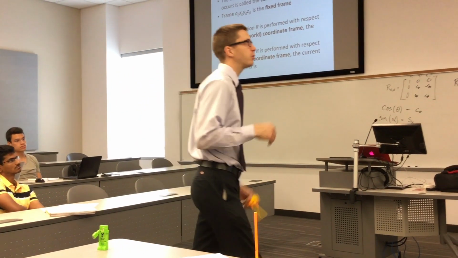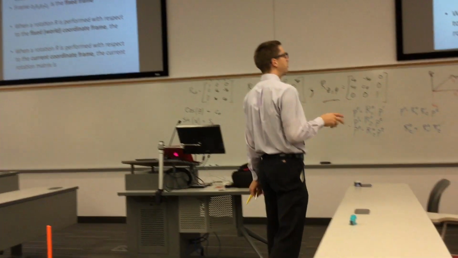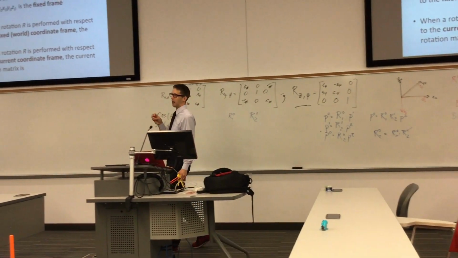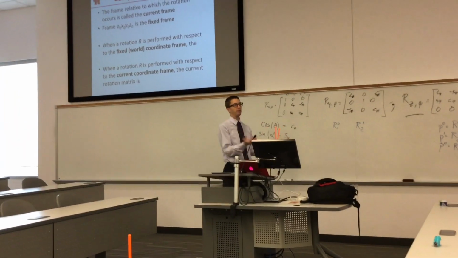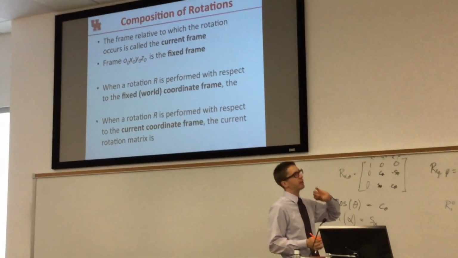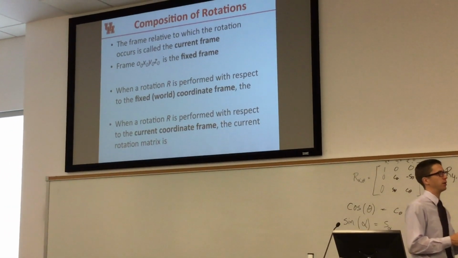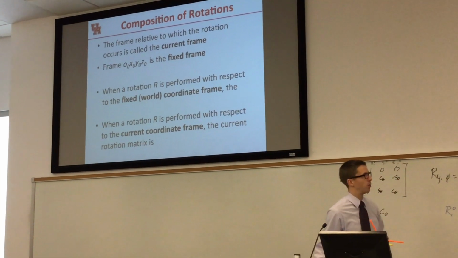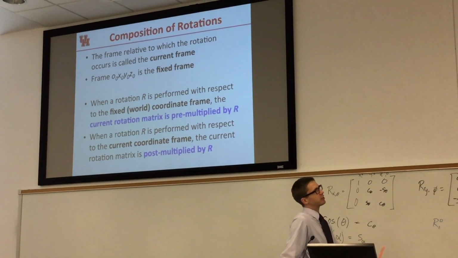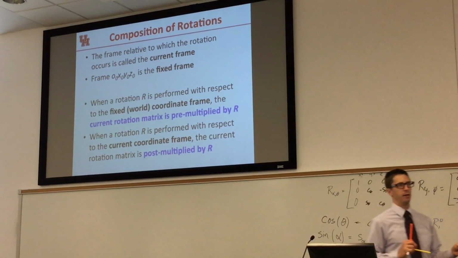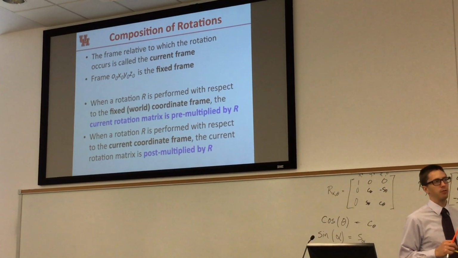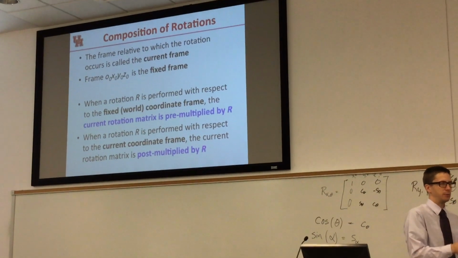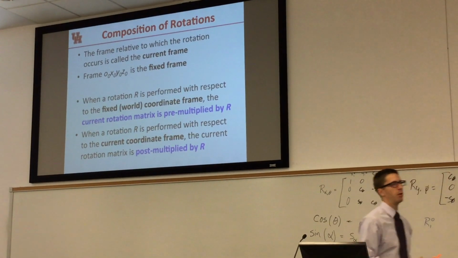If your rotation is performed with respect to the fixed world coordinate frame, we pre-multiply when composing these together. But if the rotation is performed with respect to the current coordinate frame, then we post-multiply. So in beautiful blue text, when it's a fixed coordinate frame, we pre-multiply by that rotation R. If we're at this frame and then rotate from that frame to the next, with respect to the current frame, then we post-multiply.